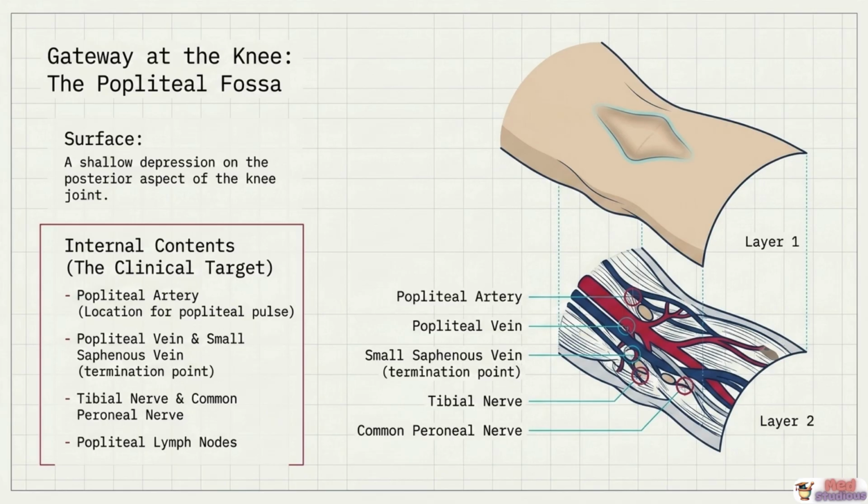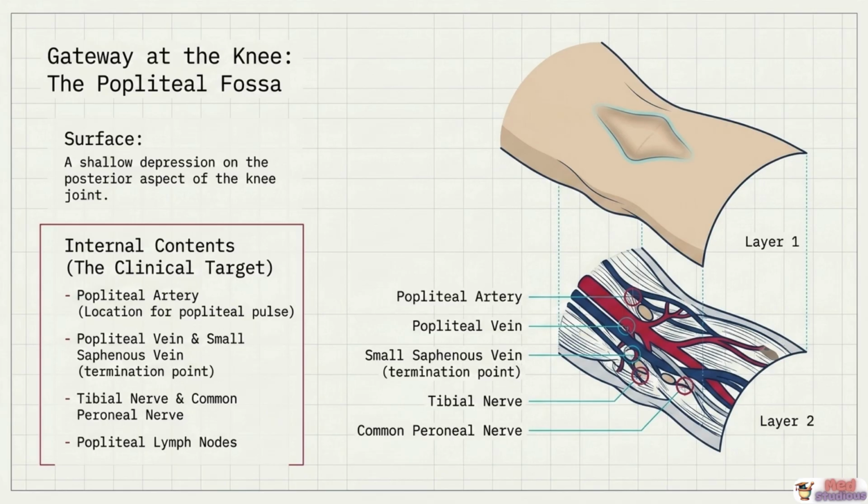Beneath that skin surface, in the deeper anatomical layer, lies an extraordinarily rich collection of neurovascular structures that make the popliteal fossa a prime clinical target. The popliteal artery is the deepest structure within the fossa and is the location for palpating the popliteal pulse, one of the key peripheral pulses assessed during vascular examination.